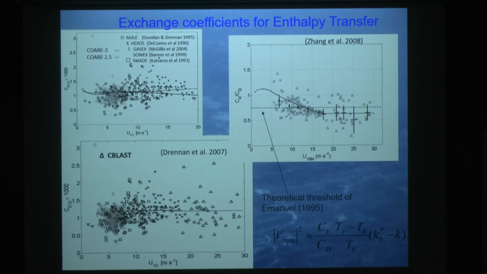We also look at the exchange coefficients for enthalpy transfer. Before our study, the exchange coefficient for enthalpy transfer for latent heat flux only went up to 20 meters per second for surface winds, based on buoy and ship observations. Basically this CE is nearly constant, with no wind speed dependence, on the order of 1.1 times 10 to the minus 3. We found that this exchange coefficient for enthalpy transfer stays the same up to 30 meters per second. I also mentioned the ratio CK over CD, an important parameter in the hurricane maximum intensity theory of Kerry Emanuel. We checked this ratio, and our observations show it can be smaller than 0.75, which is smaller than the theoretical threshold.